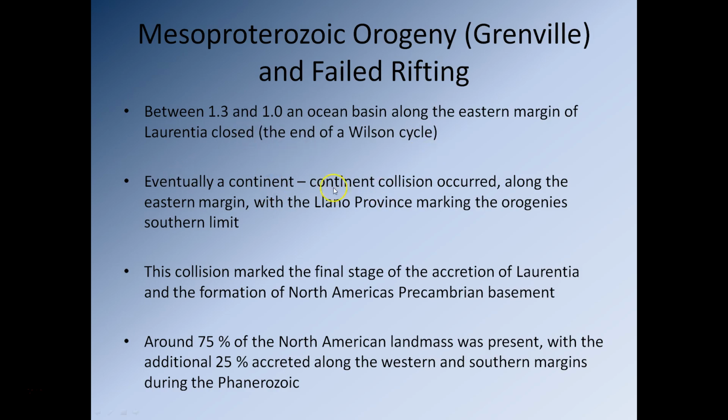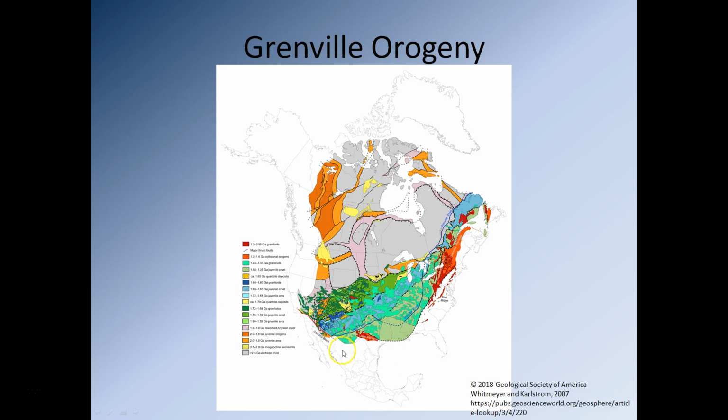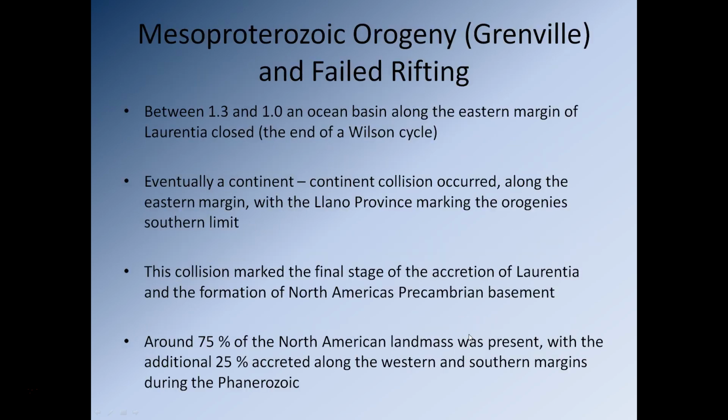So when this occurs, obviously we have a continent-continent collision along the eastern margin, and the Llano province essentially marks the orogeny's southern limit. So as we can see, if we go back up here, the impact occurs down here, essentially in central Texas, and the main portion of the impact occurs here along the eastern seaboard. So the collision marked the final stage of the accretion of Laurentia, and essentially Laurentia represents the core of what is now modern-day North America. So essentially at this point we formed the craton that makes up the core of North America.